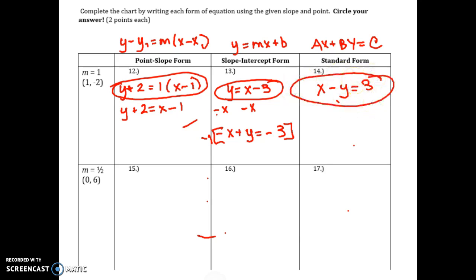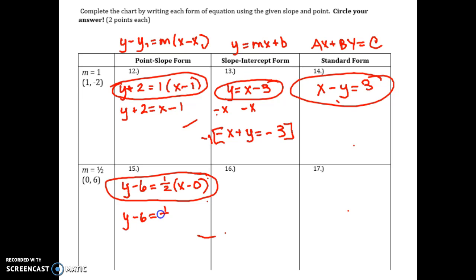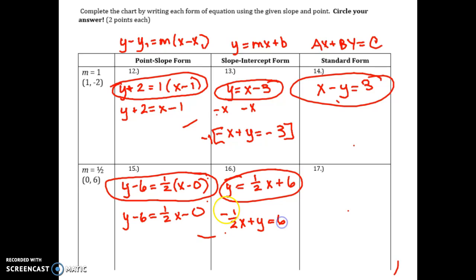Okay, number 15, point slope form: y minus 6 is equal to 1/2 times x minus 0. All right, there's point slope form. I distribute, and then I'm going to add 6 to both sides, and I end up with y is equal to 1/2 x plus 6. When I bring the 1/2 x to the other side, I end up with negative 1/2 x plus y is equal to 6. And I'm going to multiply both sides by negative 2 to get rid of that fraction. So when I do that, I get x minus 2y is equal to negative 12.